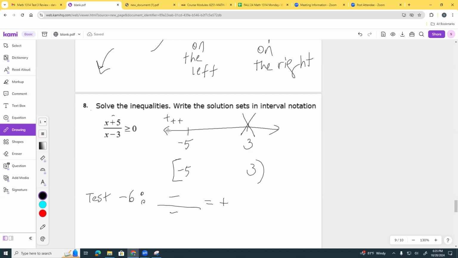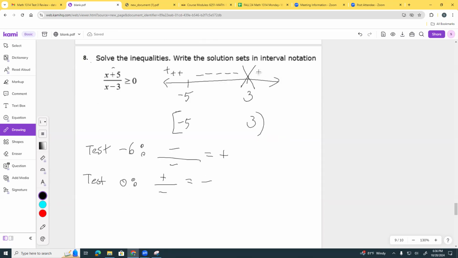Now we're going to test the middle region. What number is smart to plug in from the middle region? 0. Let's test the 0. So 0 plus 5 is a positive number. 0 minus 3 is a negative number. If you divide positive by negative, what do you get? Negative. So whenever you're using a number from the middle section, you're getting a negative answer.